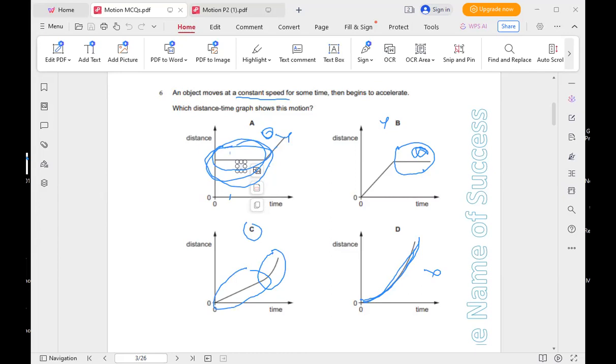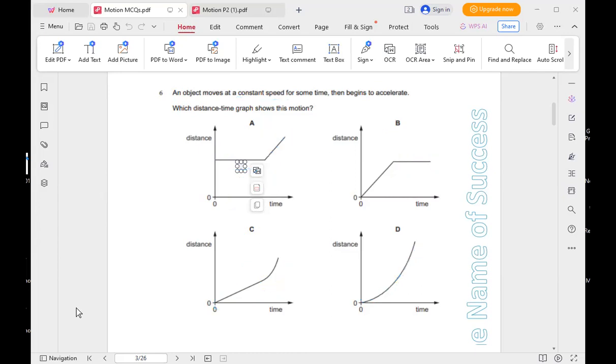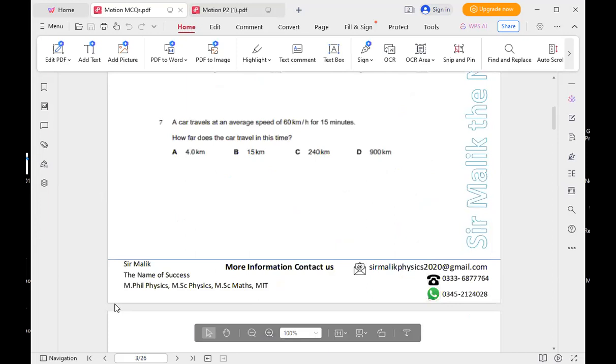Is the point clear or do you want to clear it again? No, the point is clear.